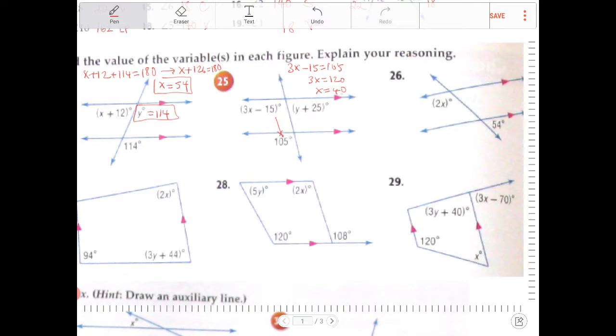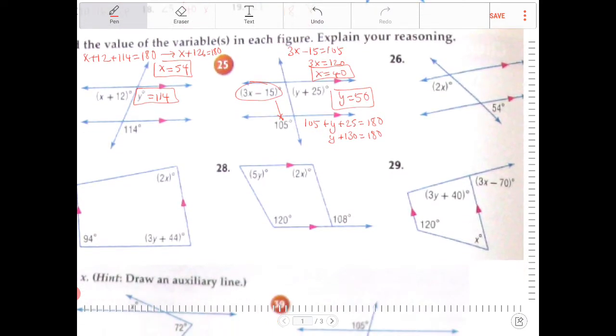Since I know that x is equal to 40 and that this whole thing is 105, I can then say 105 plus y plus 25 is equal to 180. I can then say that y plus 130 is equal to 180, or y is equal to 50. And moving on.